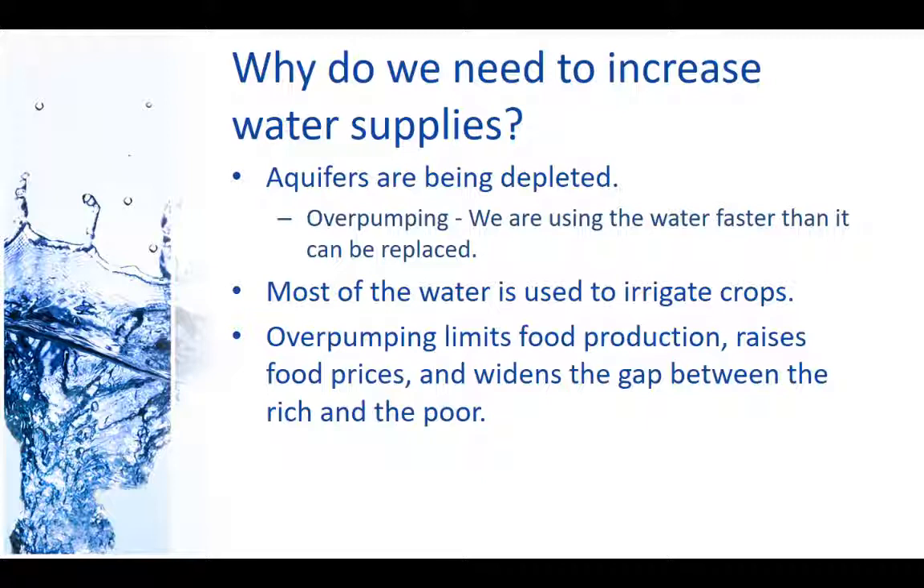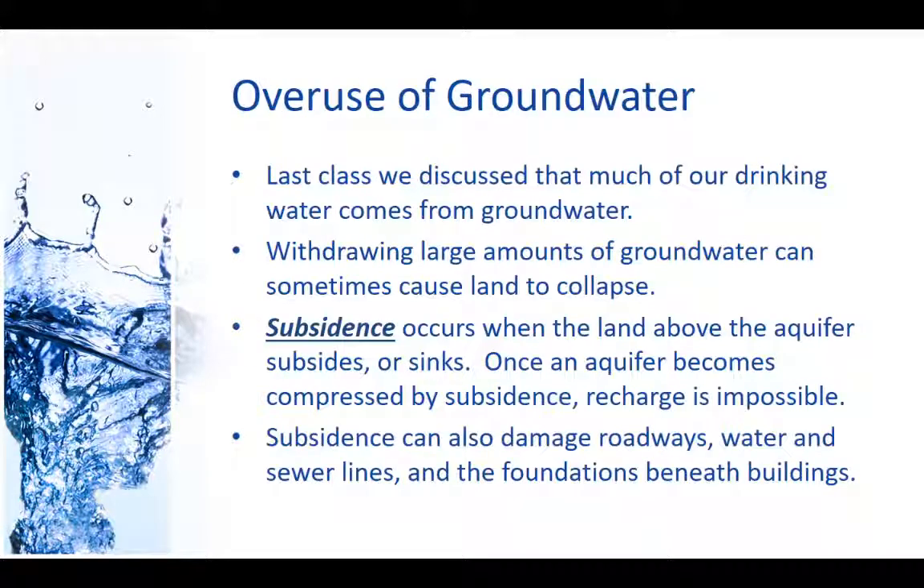So, overpumping is going to limit our food production, raise our food prices, and widen the gap between the rich and the poor. Now, last class we also discussed how much of our drinking water comes from groundwater. Withdrawing large amounts from groundwater can actually cause the land to collapse. This is what's known as subsidence, when the land above an aquifer subsides or sinks.